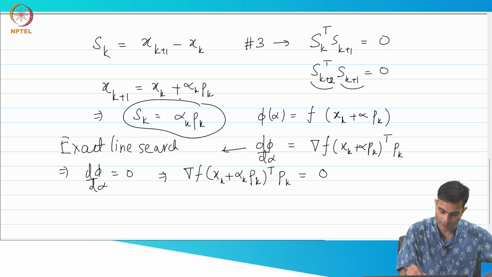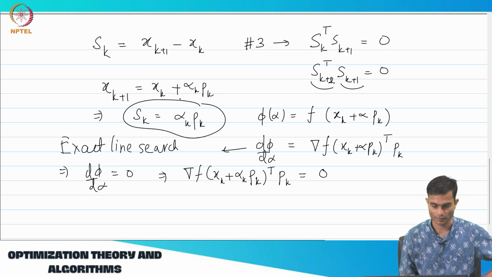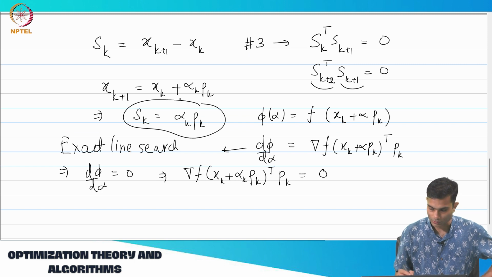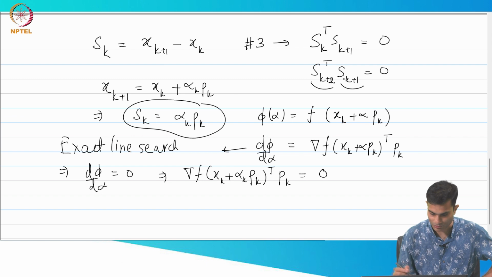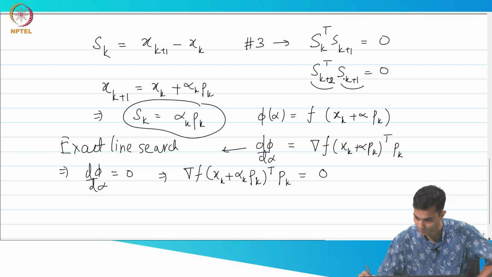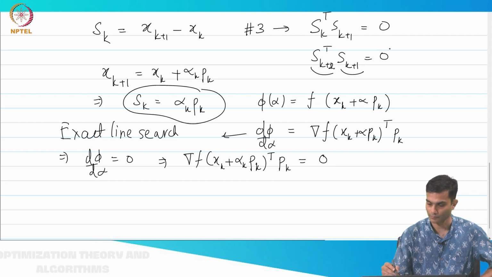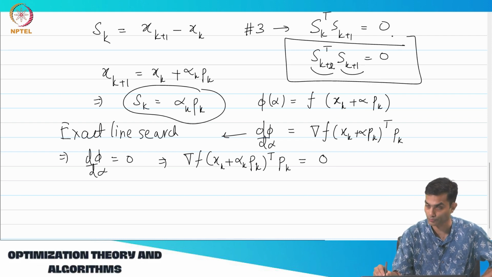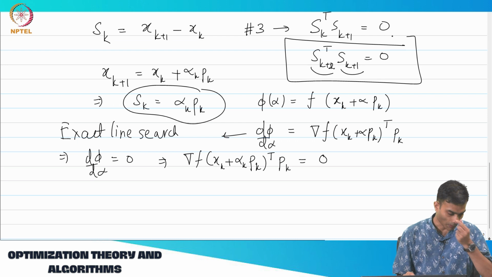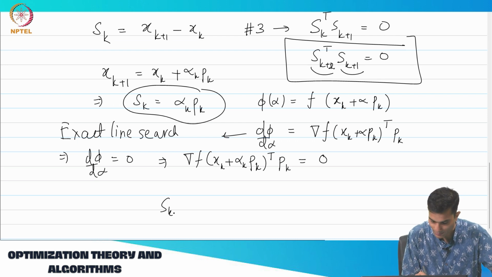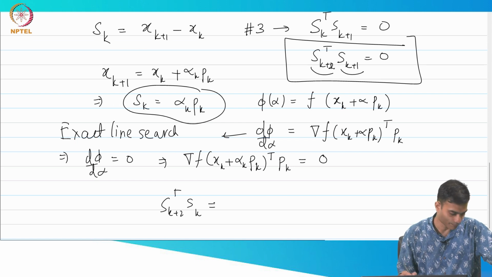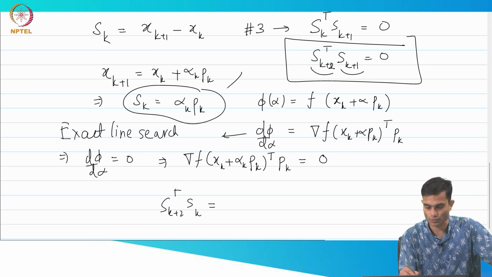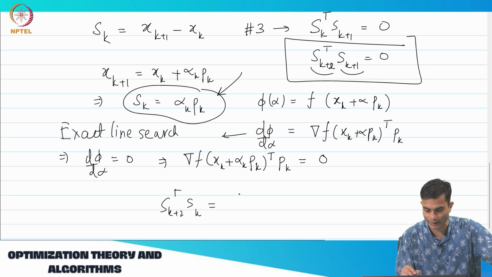This was my expression for sk, right. So, now let us substitute in over here, right. So, what will I get? This is the expression that I want to prove, right. Now, sk plus 2 transpose sk, what will that be? Let us use this expression. So, what will I get out from here?